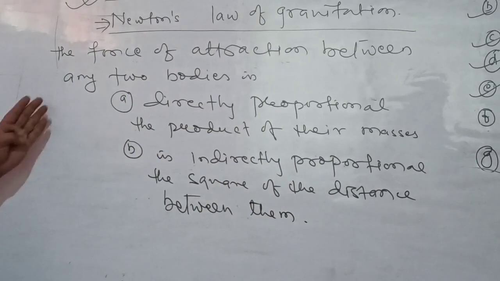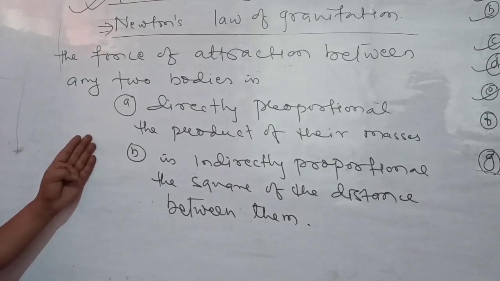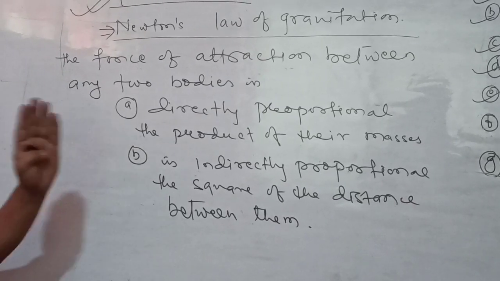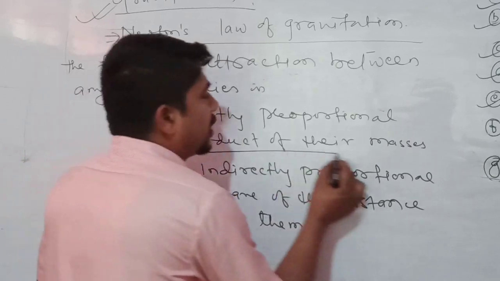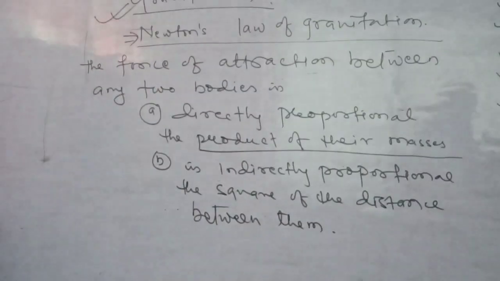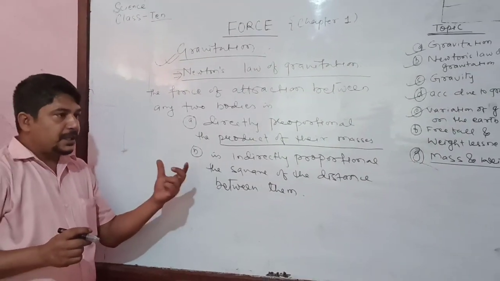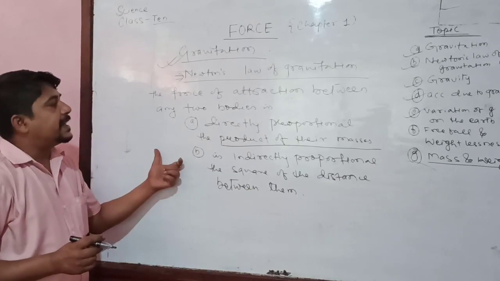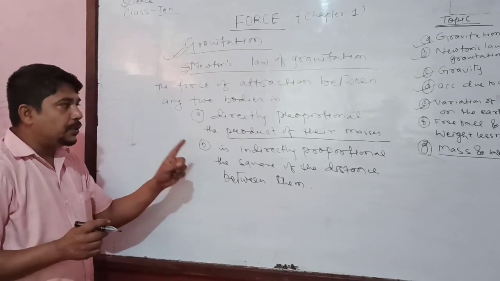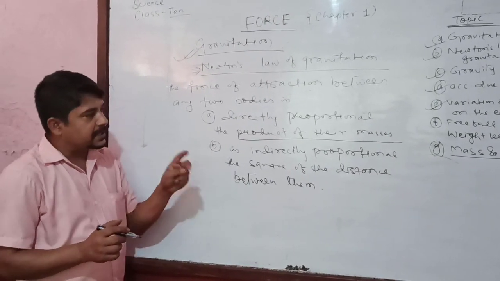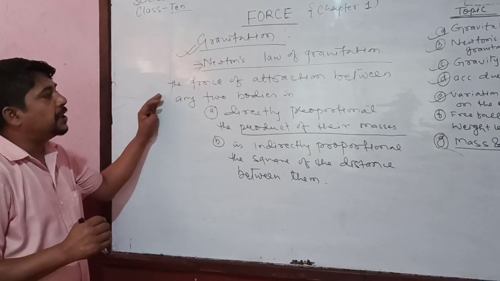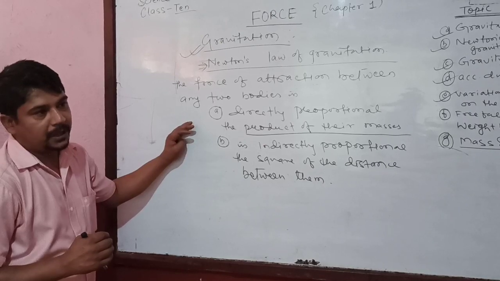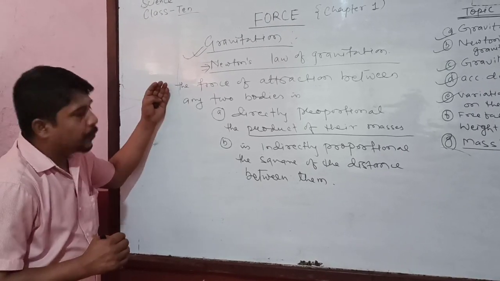Again, Newton's law of gravitation tells us that the force of attraction between any two bodies is directly proportional to the product of their masses. दुईटा वस्तु छ भने पछाडीबाट त्यो दुईटा बीचको फोर्स केमा डिपेन्ड हुन्छ? It tells that it is directly proportional to the product of their masses. That means त्यो दुईटैको मासलाई हामीले मल्टिप्लाई गर्ने भने त्योसँग फोर्स के हुन्छ? डाइरेक्टली प्रोपोर्शनल हुन्छ. Means mass बढ्यो भने फोर्स बढ्छ.